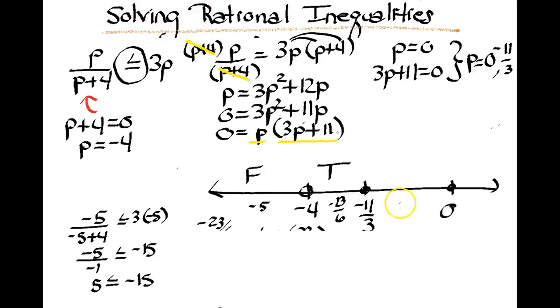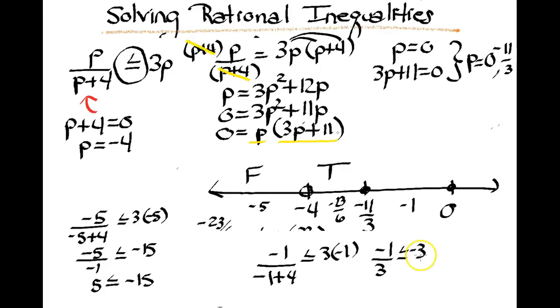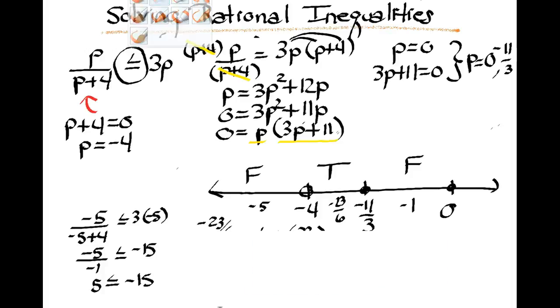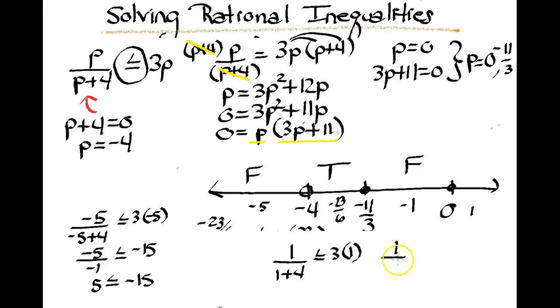Okay. So in this region, I'm going to plug in a negative 1. So into P, so I get negative 1 over negative 1 plus 4 is less than or equal to 3 times negative 1. That gives me negative 1 over 3 is less than or equal to negative 3. Negative 1/3 is not less than or equal to negative 3, so I'll mark that with a false. And then my last region, I will plug in a 1, and I get 1 over 1 plus 4 is less than or equal to 3 times 1. And that gives me 1/5 is less than or equal to 3, which is true.